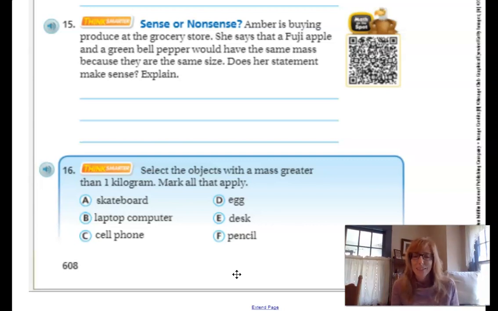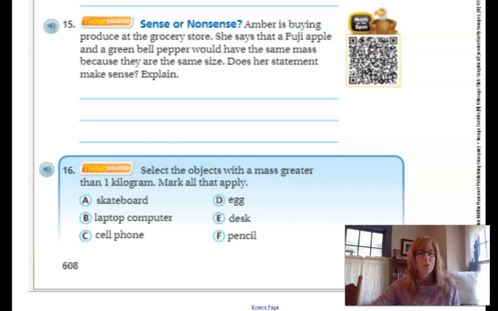An egg. Oh my goodness. Hopefully you didn't mark egg. How about your desk at school? Pick up your desk at school. Oh my gosh, those are heavy. You have to use your muscles. And then a pencil. Hopefully you're not struggling to lift your pencil. Hopefully you are good there.